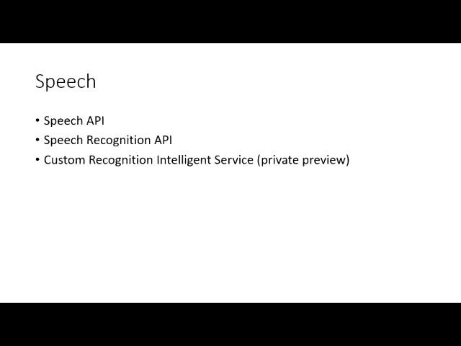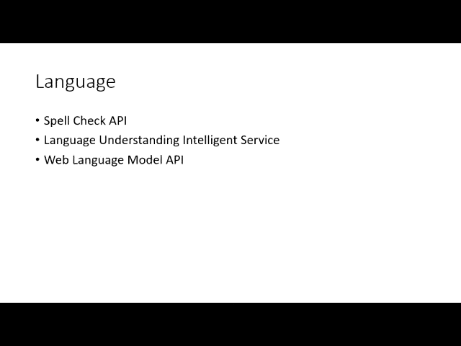The speech API essentially does text-to-speech and speech-to-text translations. There's language. It'll do spell checking. You can actually add to the language API and put your own syntax in. So if you want to add commands to your application, you can do so through this.